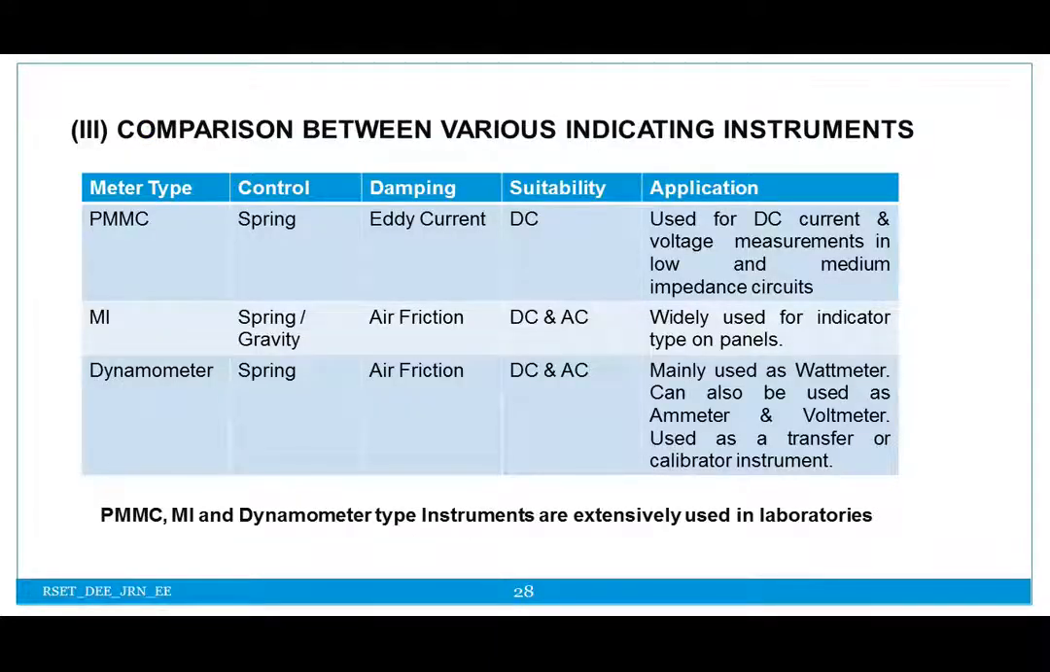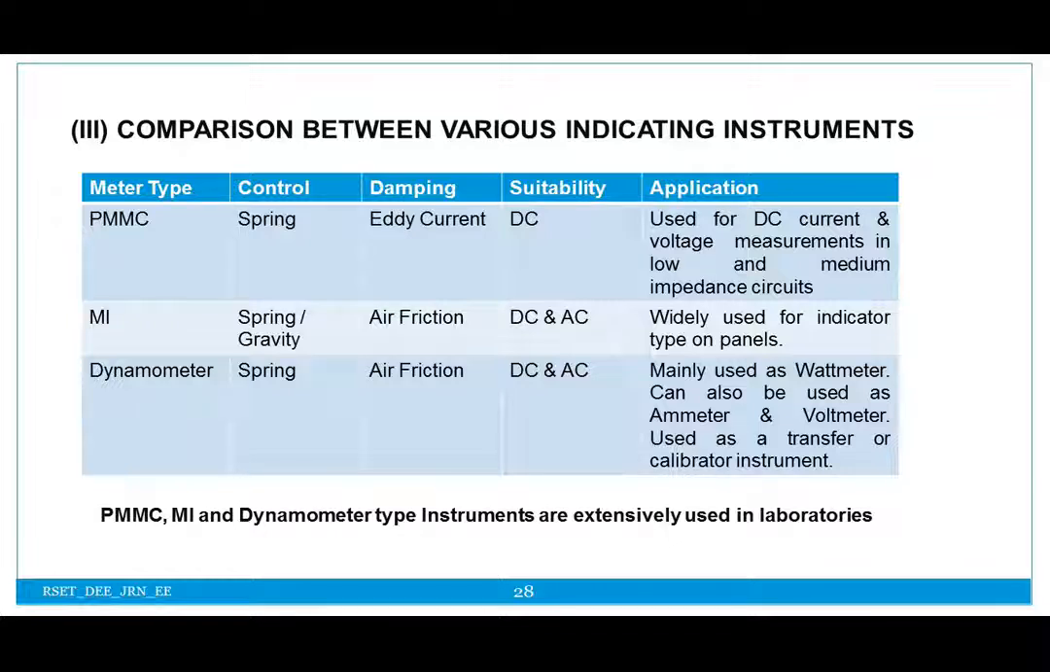Now, very important, I have made a comparison between various indicating instruments which I already studied: PMMC, moving iron and dynamometer. In PMMC, the control torque is generally provided by spring, damping is generally eddy current. Suitable only for DC because it gives the average value. Used for DC current and voltage measurements in low and medium impedance circuits.